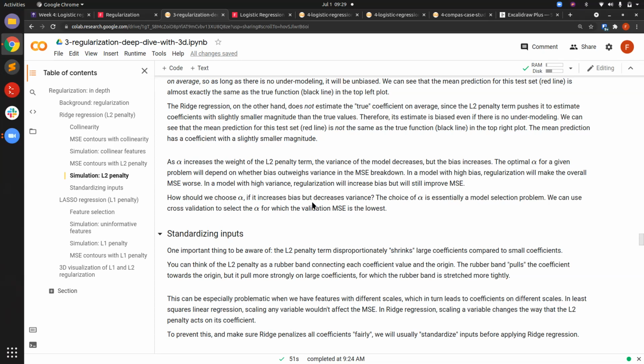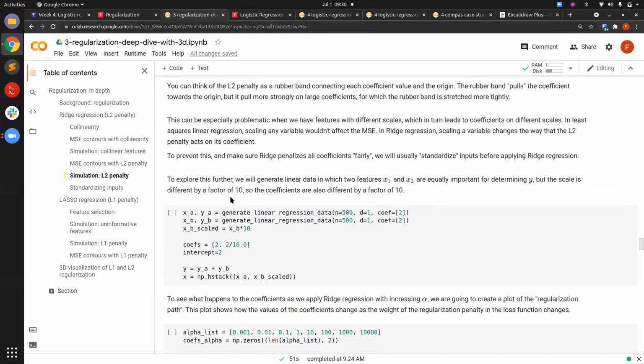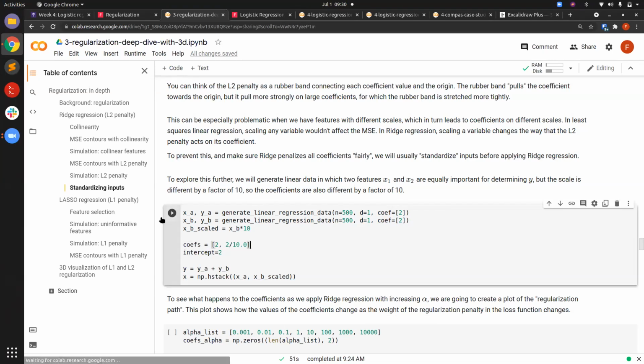So this is problematic because if you have features on different scales or in different units, then you could have coefficients on wildly different scales, and then you might end up with, let's say, totally different results depending on the units of your data. So to prevent this, we usually standardize inputs by subtracting the mean and then dividing by the standard deviation.